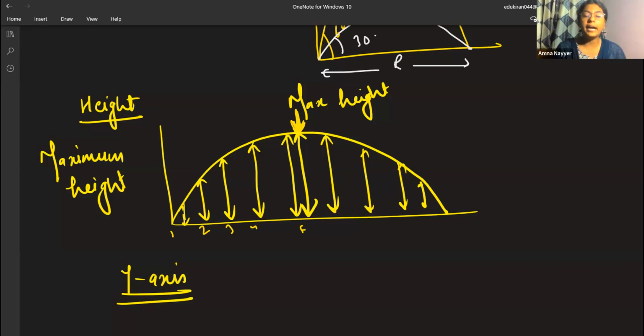Now coming to the height. One quantity we call the maximum height, and one is the maximum value of the maximum height. Just give me a second.